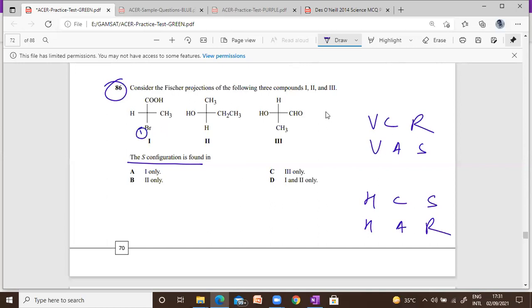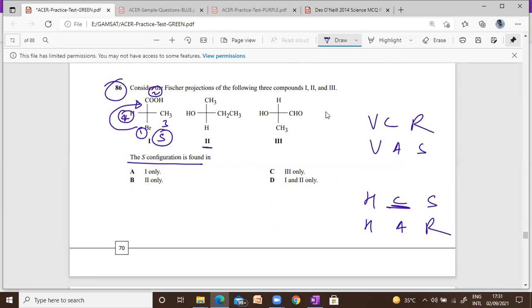Bromine 1, acid 2, this is 4, this is 3. You can move 1 to 2 by crossing 4. This is going clockwise, and you know that lowest is horizontal. So horizontal clock means S. So this is S.